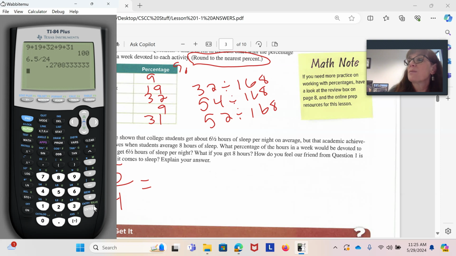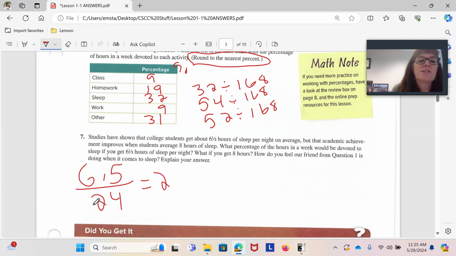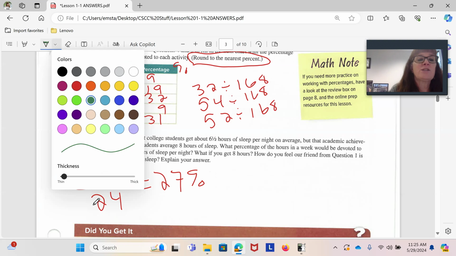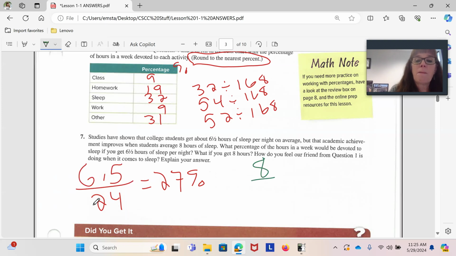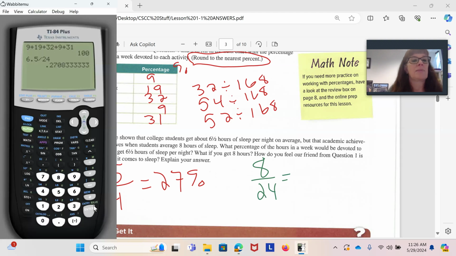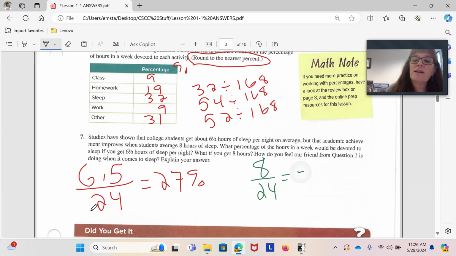Try to see what they round to. They rounded to the nearest whole as well on this one. So about 27% is how much I'm getting. If I do 8 hours a day, 8 divided by 24 equals 33.3, and they did round it to the nearest whole again, so about 33%.